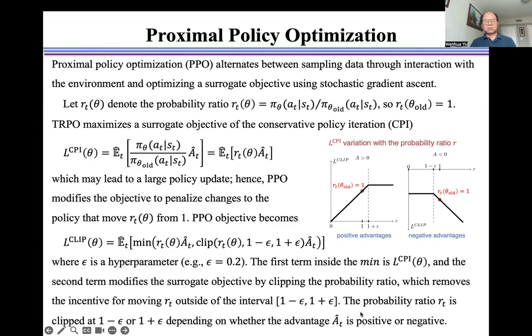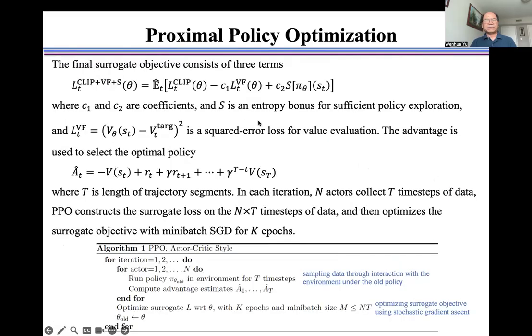The probability ratio r_t is clipped at 1 minus epsilon or 1 plus epsilon, depending on whether the advantage function A_t hat is positive or negative, as shown here. This is for positive A and this is for negative A.